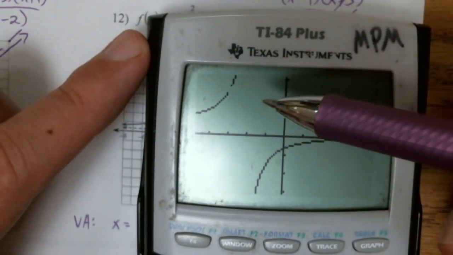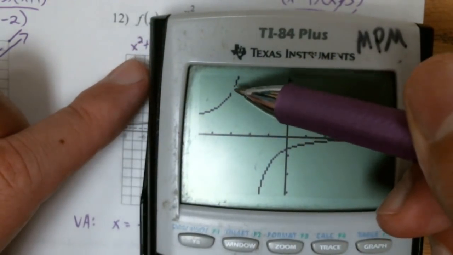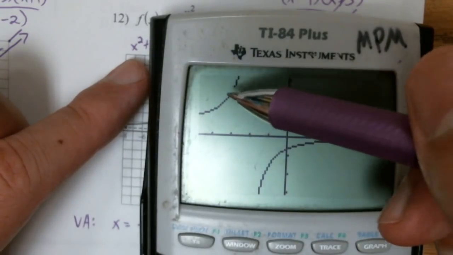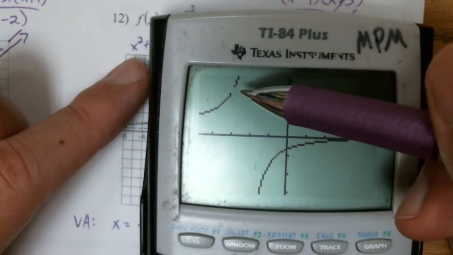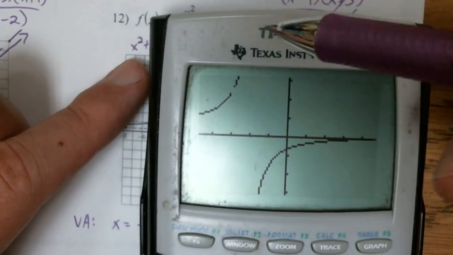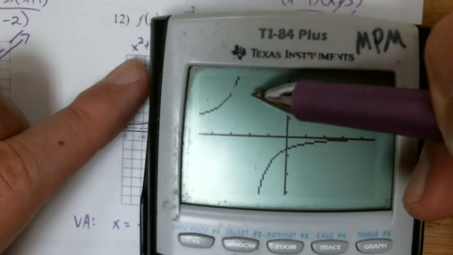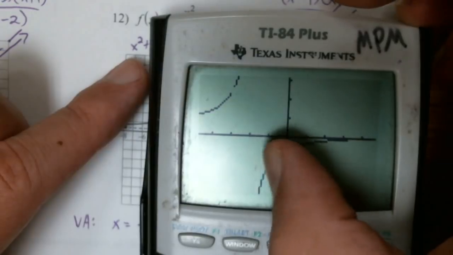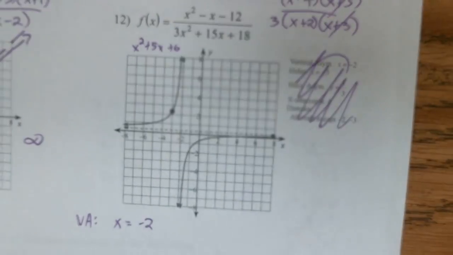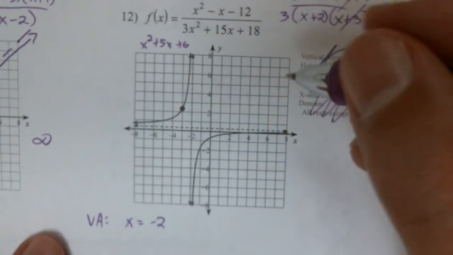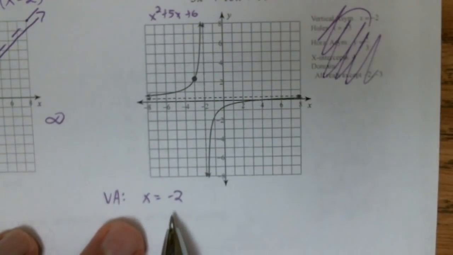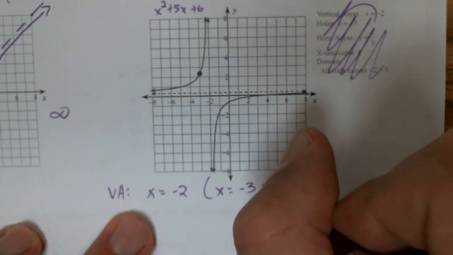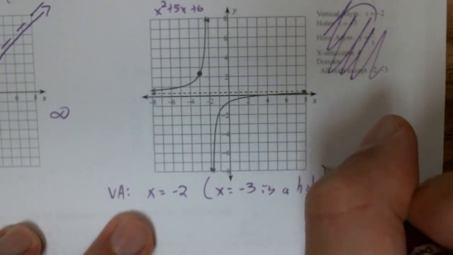You see that, guys? When you zoom in, there's a physical gap in the graph. It's not a true asymptote, but it's an actual void. The abyss, okay? It's a break in the line. This, at x equals negative 2, that is our true vertical asymptote that both sides of the graph approach, okay? All right, so that's a good image of the hole. Okay, so I've got a vertical asymptote at negative 2. I'm going to put in parentheses x equals negative 3 is a hole. It is not a vertical asymptote.